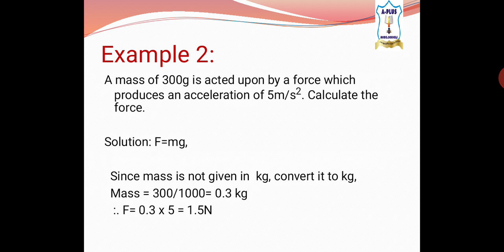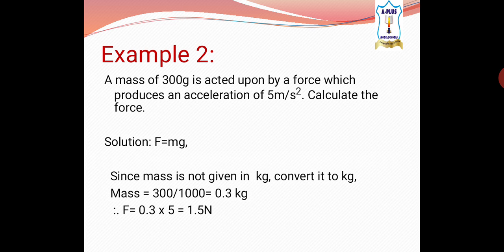Now we have to calculate the force, which is F, and we all know that F is equal to mg, where m is the mass and g is the acceleration due to gravity. The standard way to measure mass is kilogram, but the mass we were given is in gram. That means we have to convert our gram to kilogram. How many grams make 1 kilogram? That is 1000 grams. That means to convert our 300 grams to kilogram, we have to divide 300 by 1000. Note this very well.